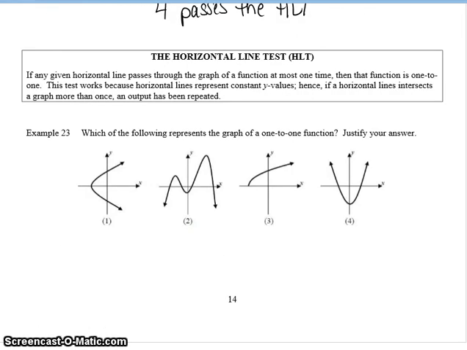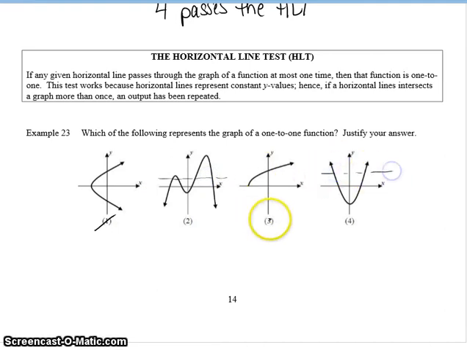So example 23, which of the following graphs is a one-to-one function? Justify your answer. Okay, so it first has to even be a function. So choice 1's out because that's going to fail the vertical line test. All right, now it must pass the horizontal line test to be a one-to-one function. So number 1 got rid of wasn't even a function. So this one right here is going to fail.